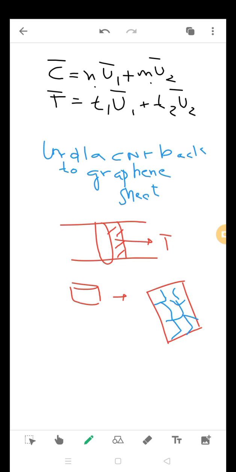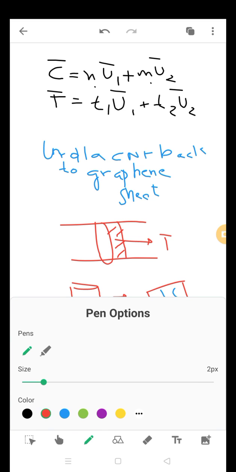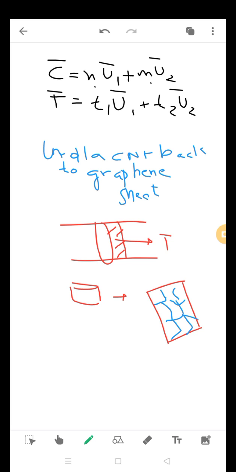Okay. Now here, as we have mentioned, this is the translation vector. So this remains as a translation vector like this, whereas this is your chiral vector. So C and T. Now C is always perpendicular to T. The translation vector is always perpendicular to the chiral vector. So that is the case.